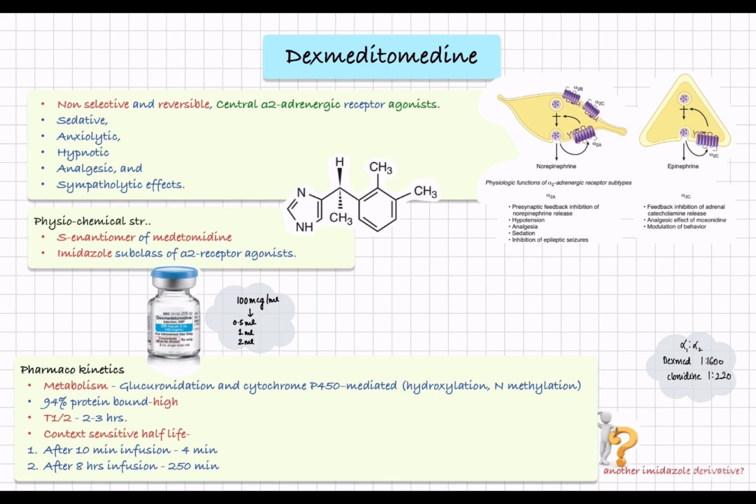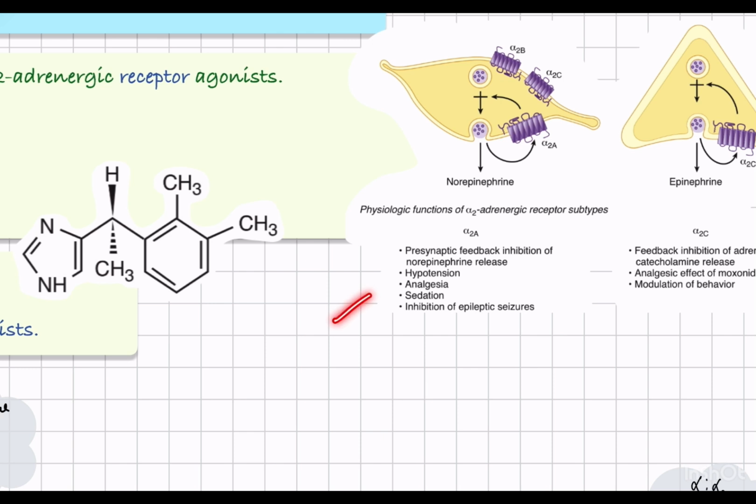What does this receptor do? The alpha-2 agonist, as you can see in this diagram, causes feedback inhibition of norepinephrine release. So it prevents the release of norepinephrine, and we know what norepinephrine does. It increases the heart rate and increases the BP, and dexmed causes inhibition of all this. So it causes hypotension, it causes bradycardia, it has analgesic and sedative effects also, and it also causes inhibition of release of adrenal catecholamines. Again, a decrease in the blood pressure and heart rate.